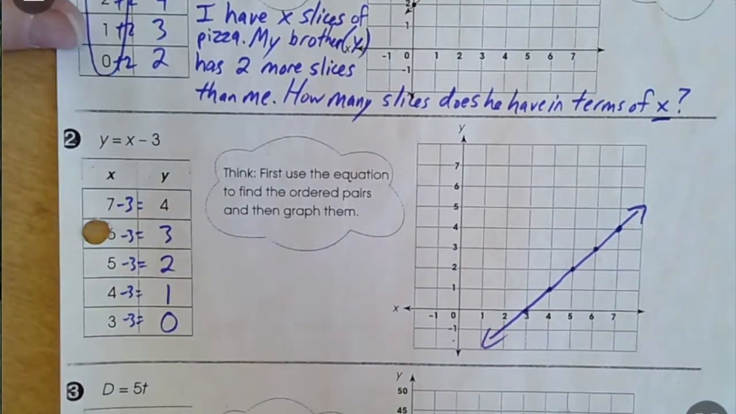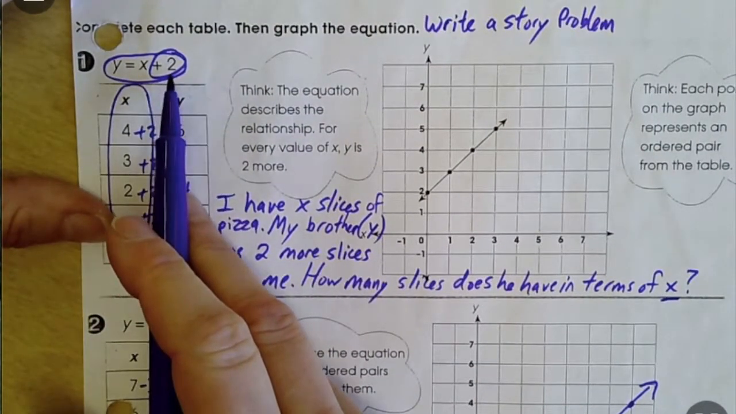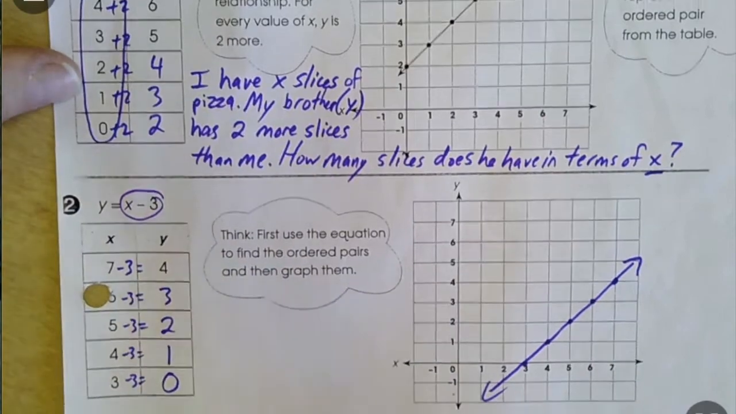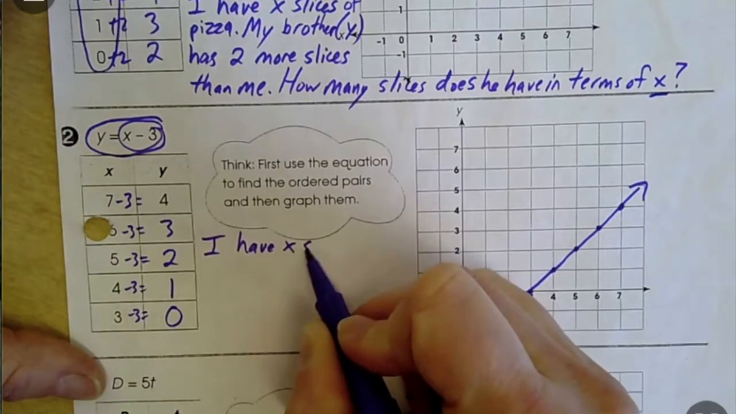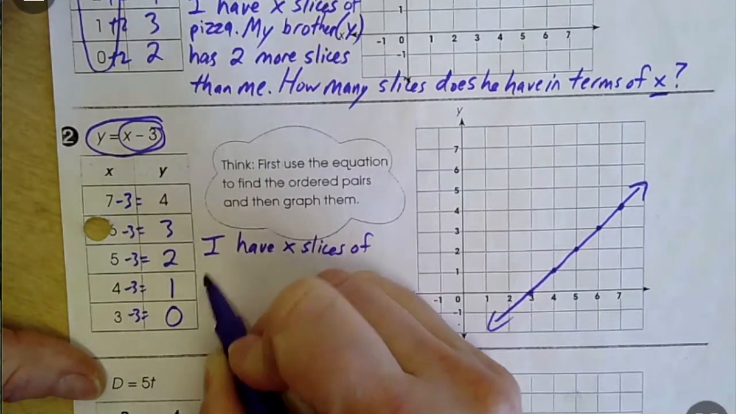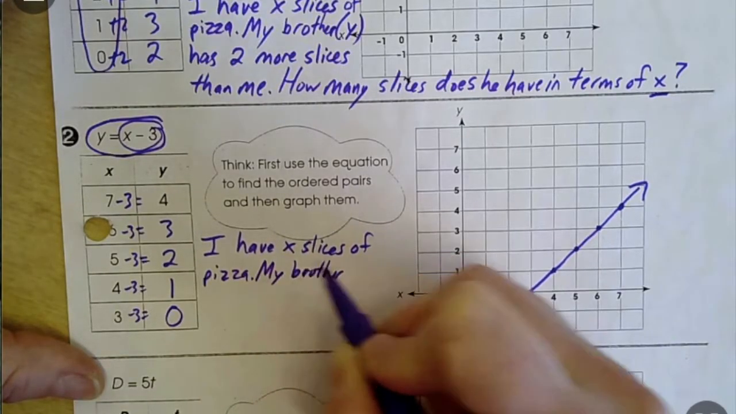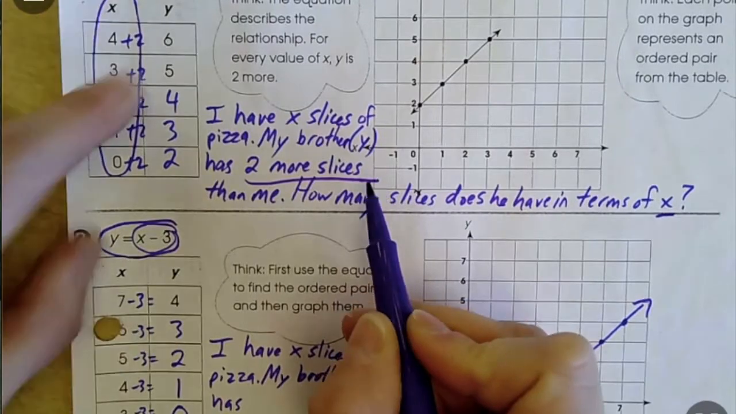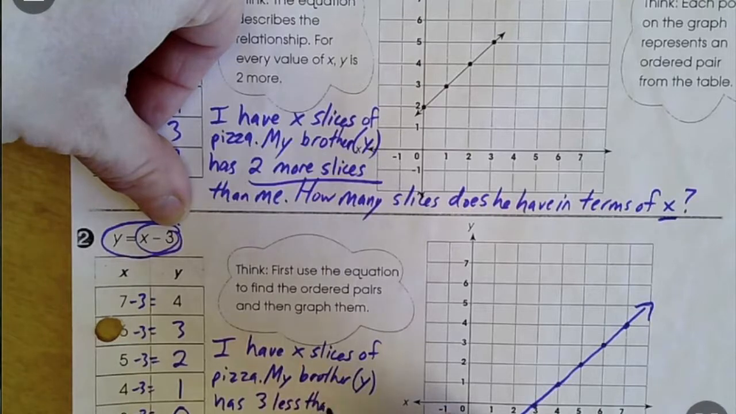So what would my story problem be here? In the last problem, I always had x, and then my brother was related. Up here, he was 2 more than me because it said plus 2. If I have x, then my brother's going to be 3 less than me because it is minus 3. So it kind of helps to look at this. So again, I would start with I have x slices of pizza. My brother, and then he's always Y, so I like to state that he's Y, has, and instead of saying 2 more, like I said up here when it was plus 2, I have to say 3 less than me because of the subtract 3.